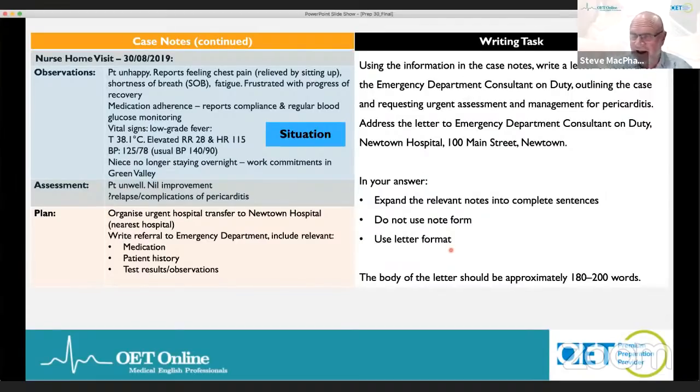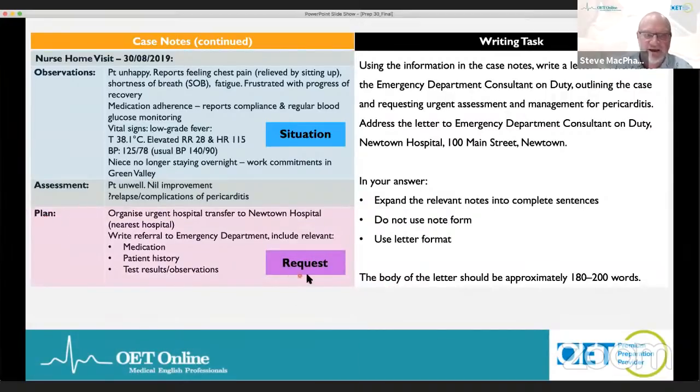Use a letter format because it's a referral letter. And the body of the letter should be approximately 180 to 200 words. That says body, everyone. So I suppose we could say the conclusion is not necessarily part of the body, but everything else will be. Okay.